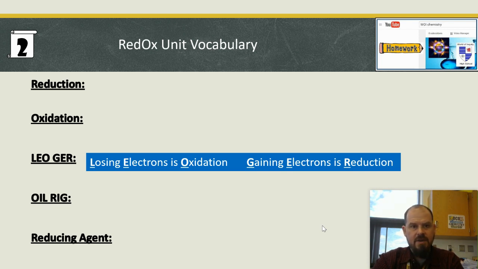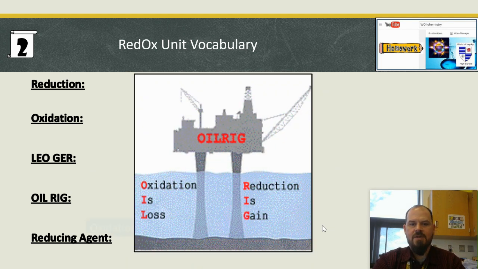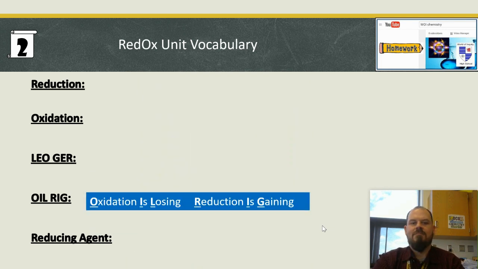I know some people like this one because the word electron is in there. I like to think that this whole unit is about gaining and losing electrons, so it should be kind of obvious. Right? I'm an OIL RIG guy, so ready? OIL RIG. Oxidation is losing, reduction is gaining. That's how I do it. And you'll see me write that right on the top of my paper.